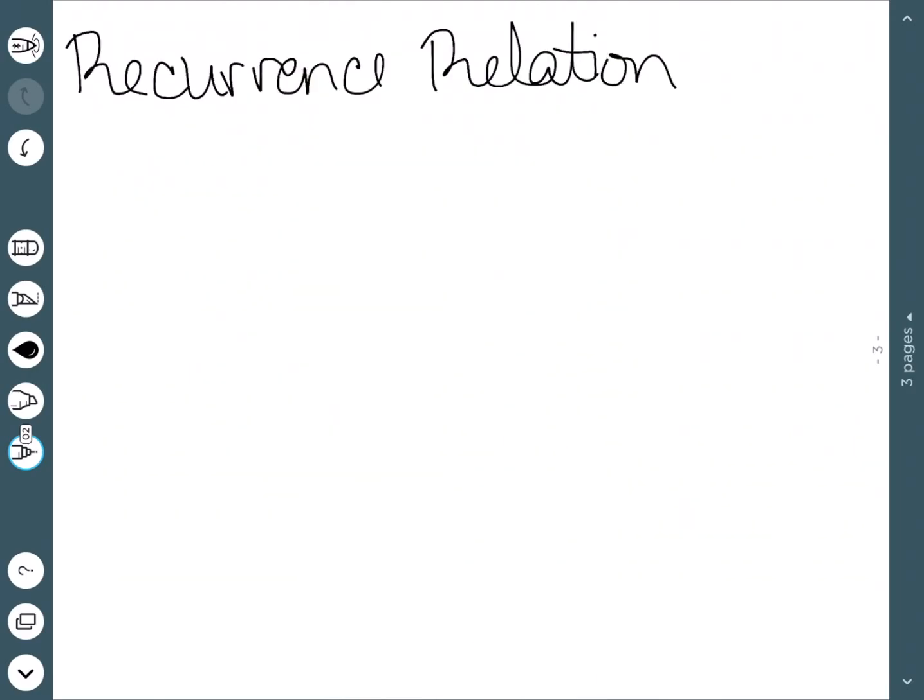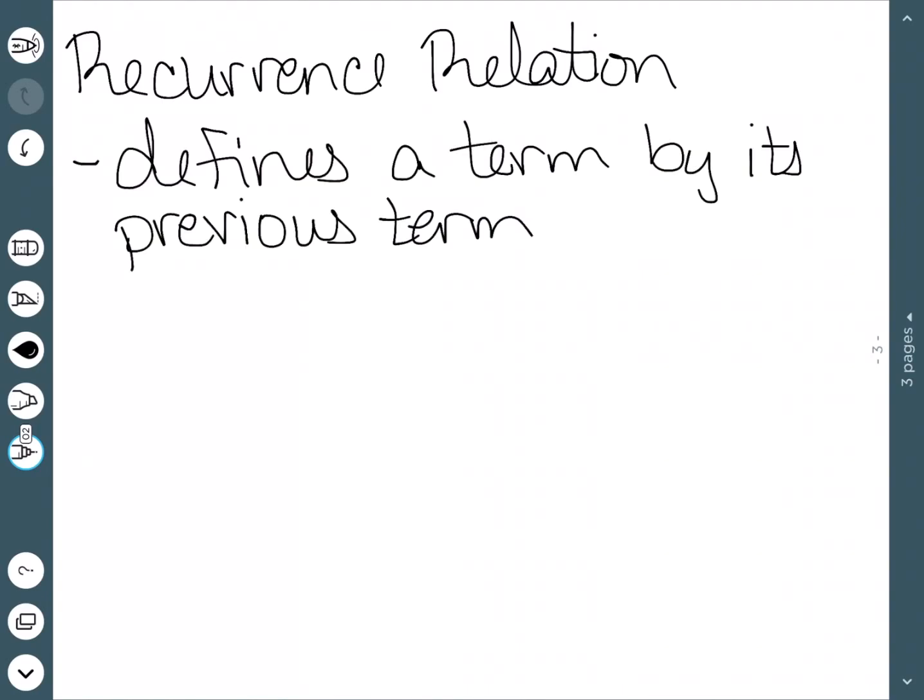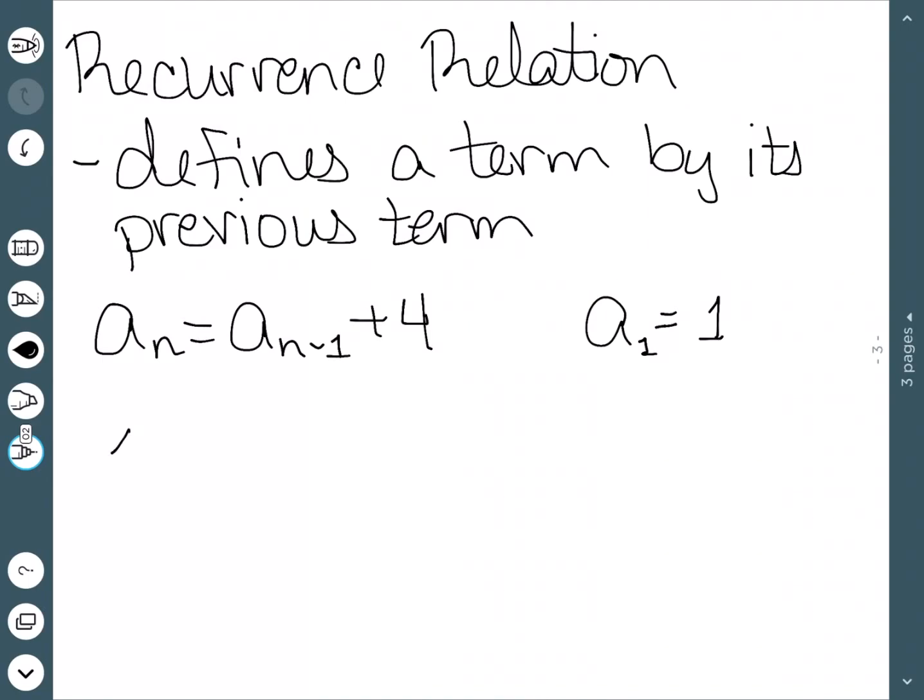The next way to define sequences that we're going to deal with is a recurrence relation. And a recurrence relation defines a term by its previous term. Here's an example of a recurrence relation: a sub n equals a sub n minus 1 plus 4, and a sub 1 equals 1. With recurrence relations, you do need to have starting conditions. That's what that a sub 1 equals 1 means.